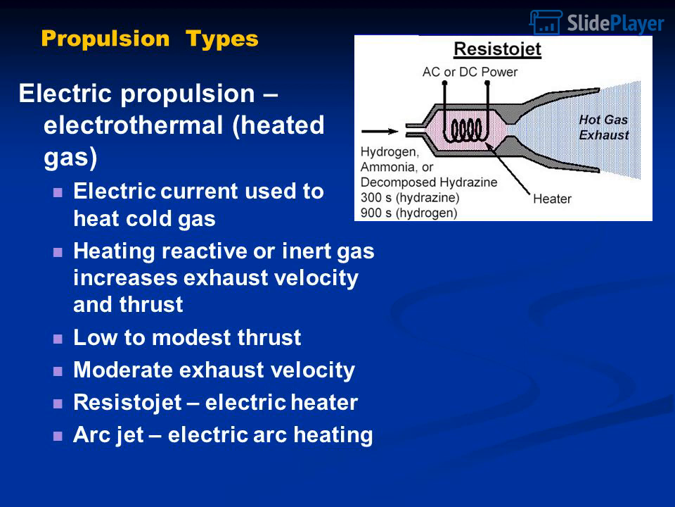Electric propulsion, electrothermal, heated gas. Electric current is used to heat cold gas. Heating reactive or inert gas increases exhaust velocity and thrust. Low to modest thrust. Moderate exhaust velocity. Resistojet, electric heater. Arc jet, electric arc heating.